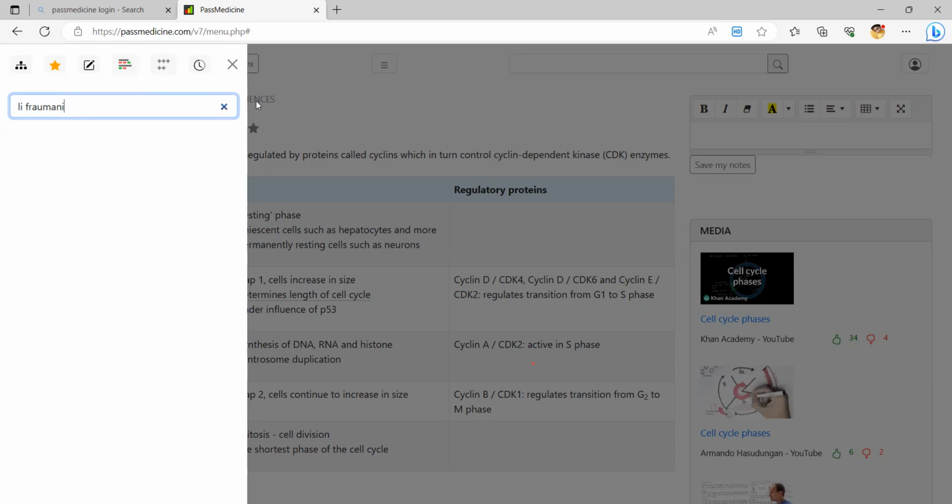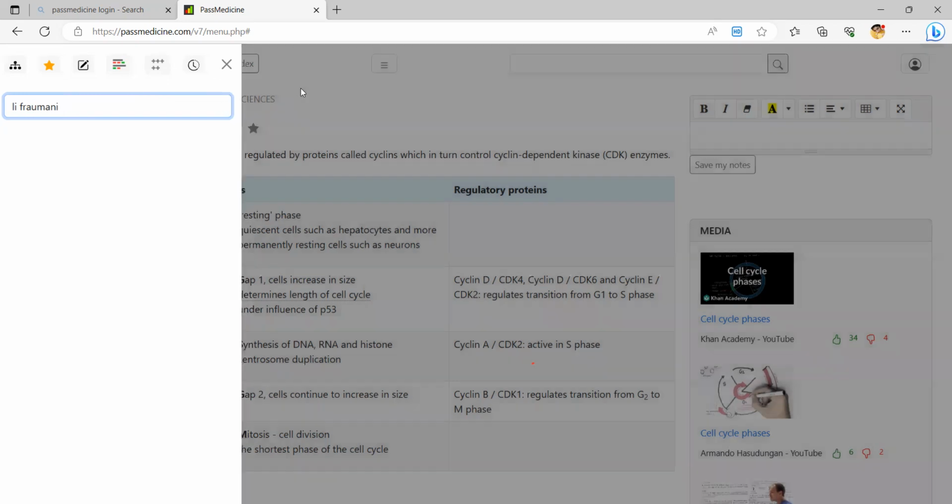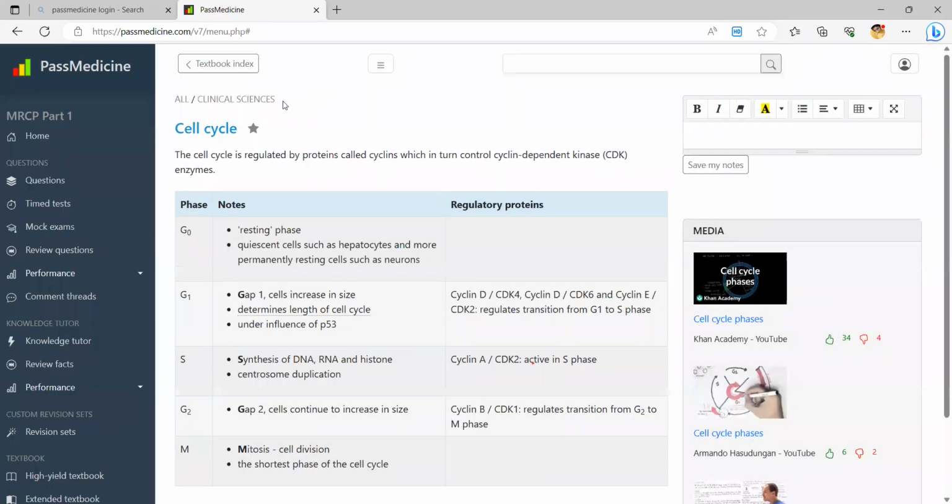Are you seeing the screen or not? I'm not getting you because there is a network problem. Yeah, we are seeing the screen. No issue, it's clear. Okay.